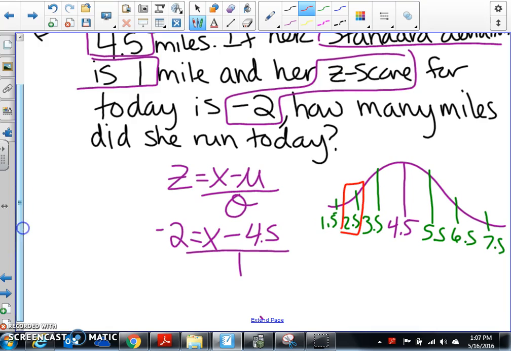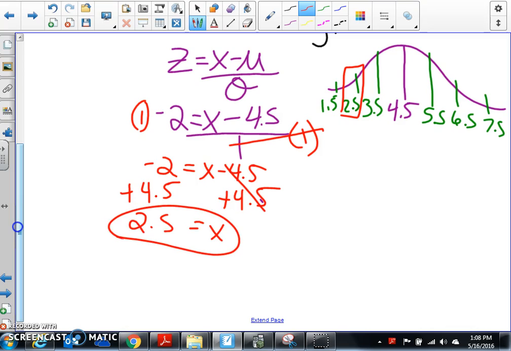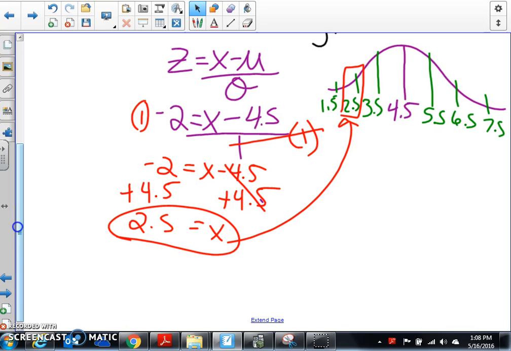But let's go ahead and do the math to prove it. We multiply both sides by 1. 1 times negative 2 is negative 2. Then I would add 4.5 to both sides. X equals 2.5, which like I said up here, same thing. Okay, so once again, standard deviation and z-score are the same thing. It's just that z-score tells you if it's negative or positive, which standard deviation does not. It takes on either side.